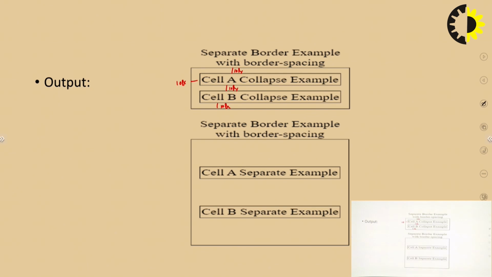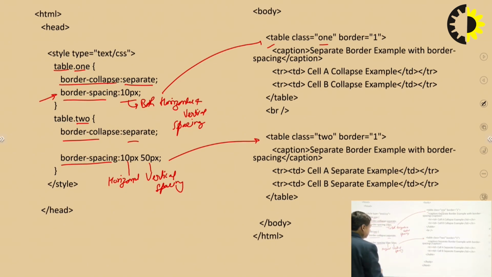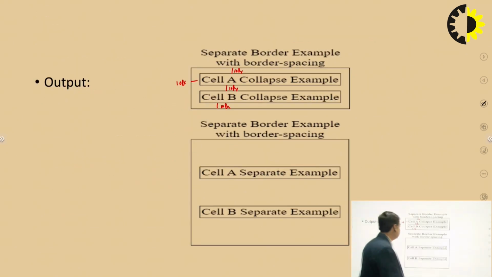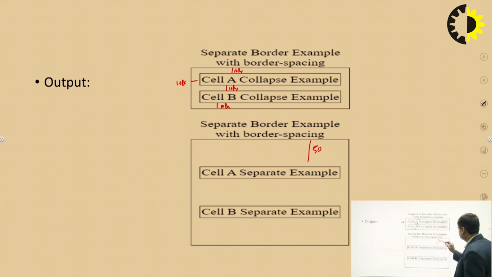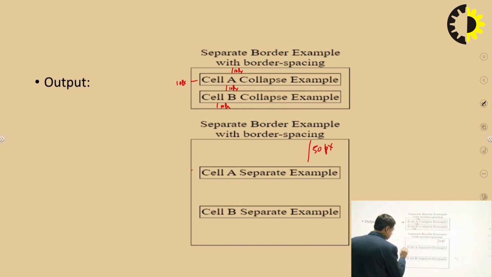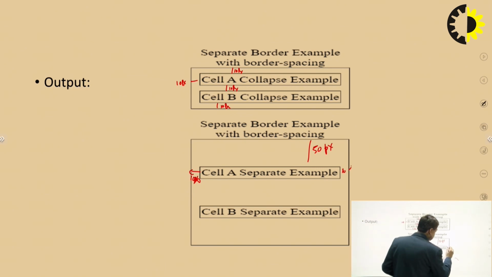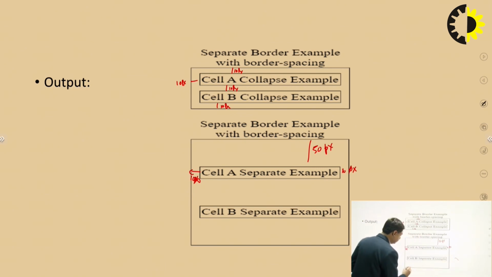Next, we have given the value of 10 pixel for the horizontal and 50 pixel for the vertical. It is automatic. The first one will be for the horizontal spacing and second will be for the vertical spacing. So here this is the 50 pixel and this one is for the 10 pixel. It is for 10 pixel. This is also 10 pixel.